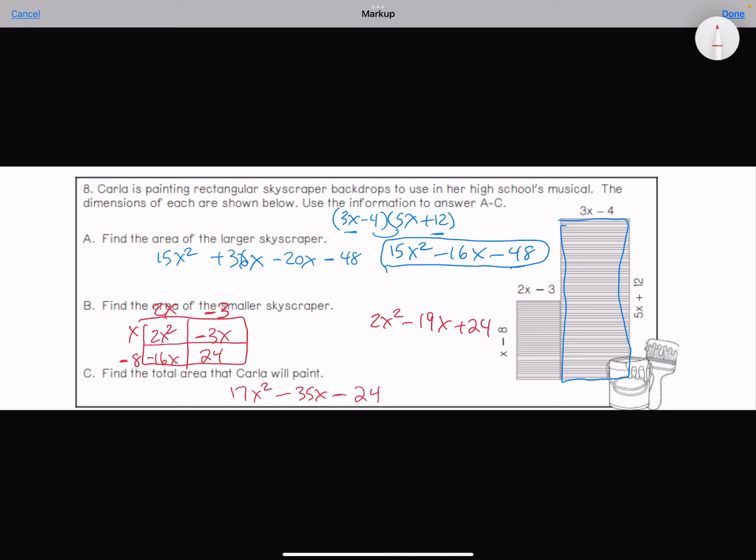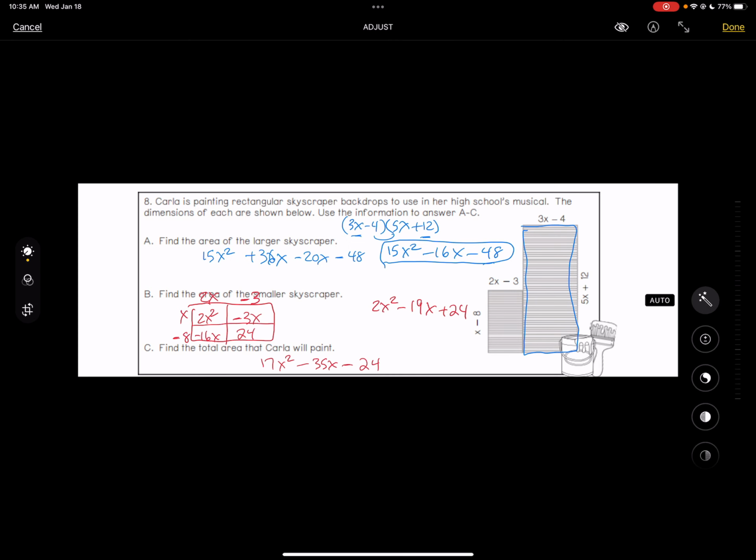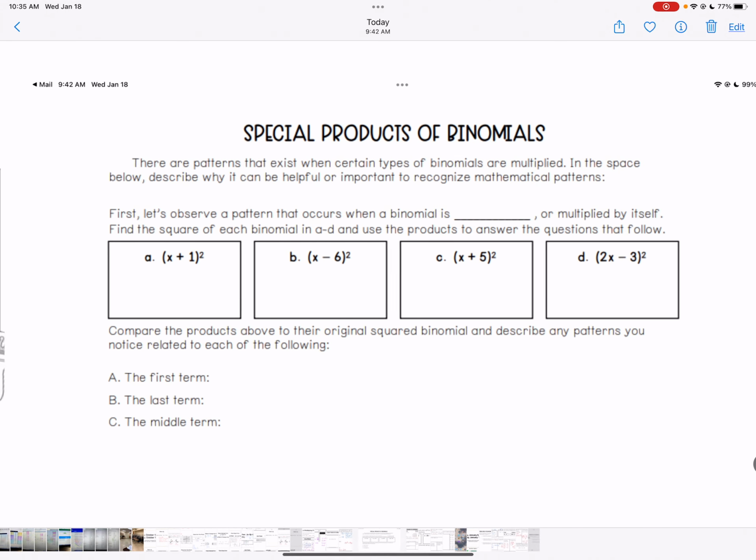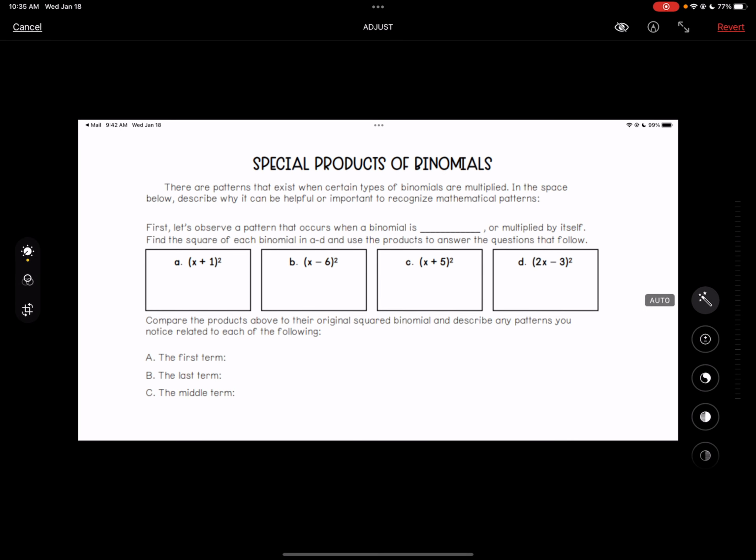Okay, so that's the basics of multiplying. We have some nifty tricks that you don't have to memorize. If you can just memorize the pattern, you'll be good. So I'm going to go ahead and show you.